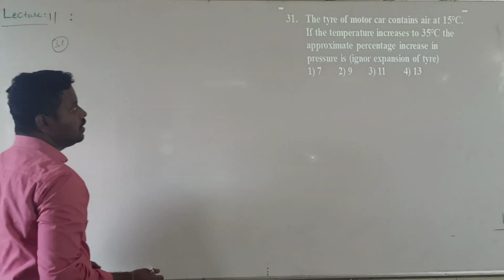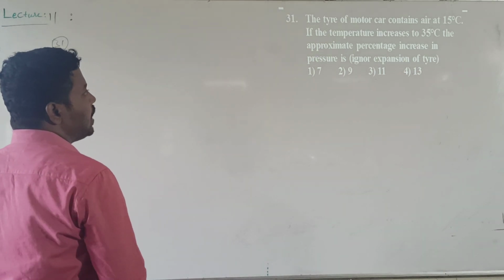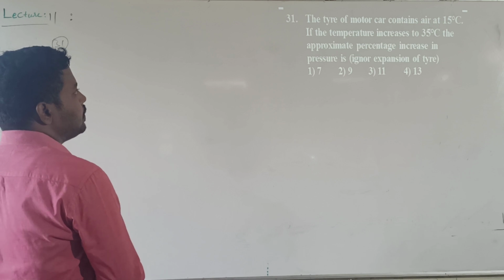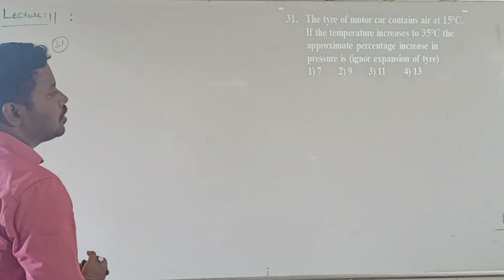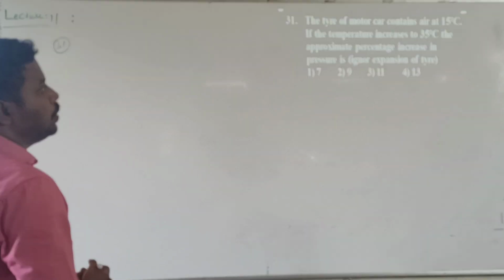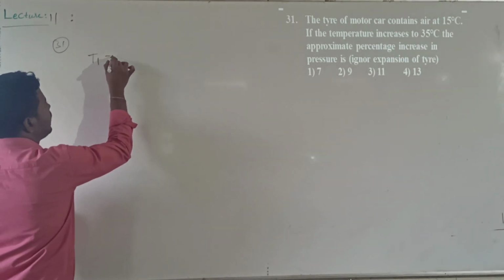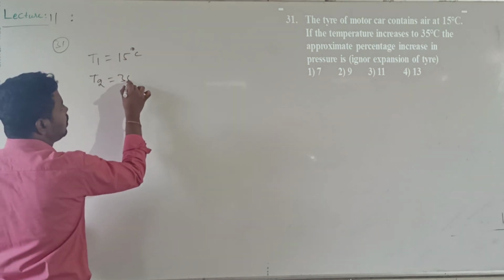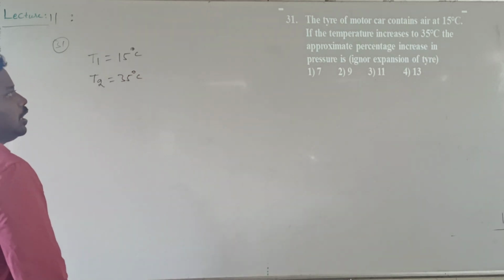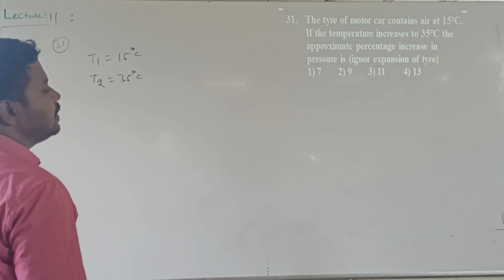The question is: the tire of a motor car contains air at 15 degrees Celsius. The temperature increases to 35 degrees. The approximate percentage increase in the pressure. So what is the initial temperature T1? T1 is equal to 15 degrees Celsius, and final temperature T2 is equal to 35 degrees Celsius. So temperature is changing from 15 to 35. They are asking us to calculate the approximate percentage increase in the pressure.